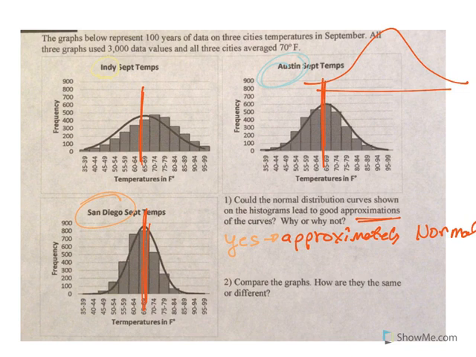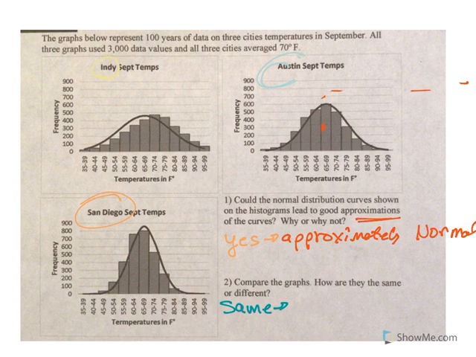Compare the graphs. How are they the same? How are they different? Well, looking at the same of each one of these, we will notice that they all have the same mean. So if we look at where we're at here in terms of the graph, the middle of the normal distribution is the mean. So they all have the same mean or the same average because that's right above 65 to 90.